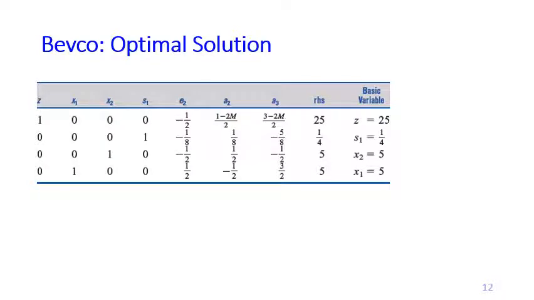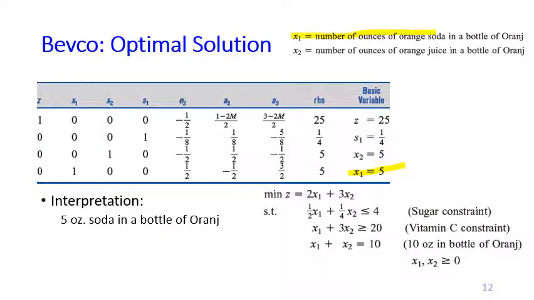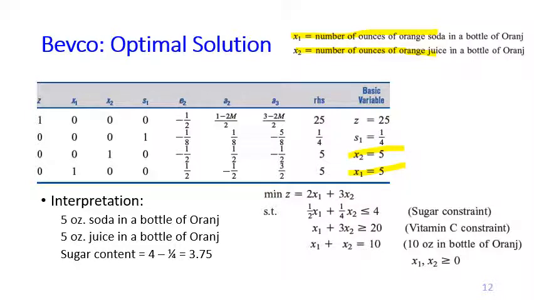Remember that before we penalized all the artificial variables, we had a bottle of orange that contains nothing. So here, this is the original problem, and these are the decision variables. Because x1 equals 5, it means that we have 5 ounces of orange soda in the bottle of orange that we produce. Because x2 equals 5, it means that we have 5 ounces of orange juice in the bottle of orange that we produce. And then the sugar content: S1 is 1/4, and it corresponds to the first constraint. So the sugar content in a bottle of orange is 3.75, which is okay because it's still below the 4 grams that is the limit in our constraint.